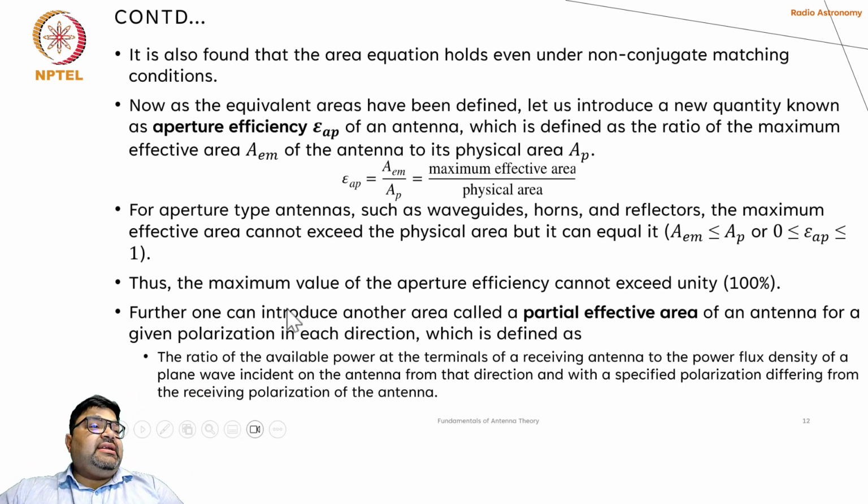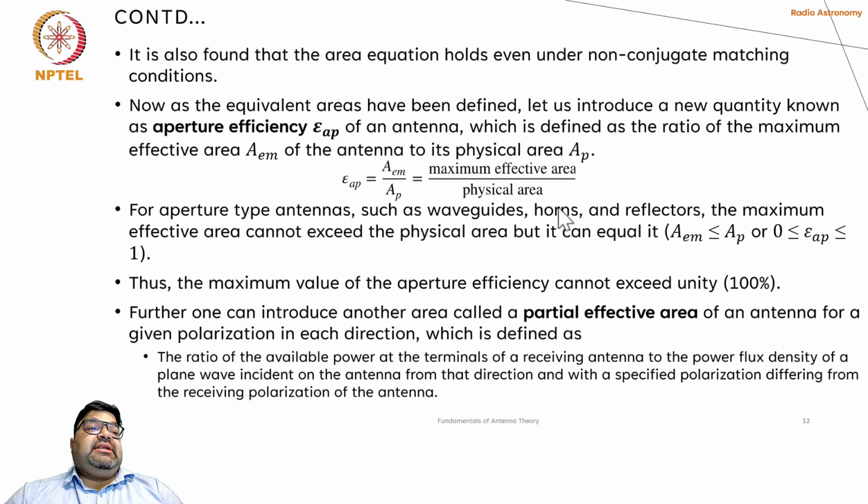Now we define a term called aperture efficiency, which is defined as the ratio of the maximum effective area of the antenna to the physical area. This maximum effective area is linked to the maximum power transfer. So basically it is the efficiency with respect to the physical area. The physical area is a measure of the antenna, like if you have a dish, the dish diameter is known, so you can calculate the area of the dish.